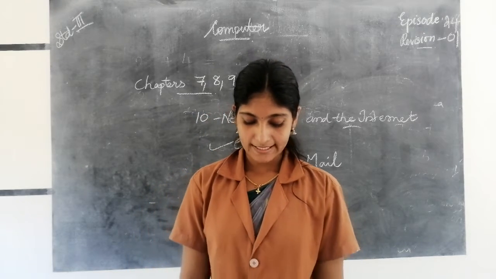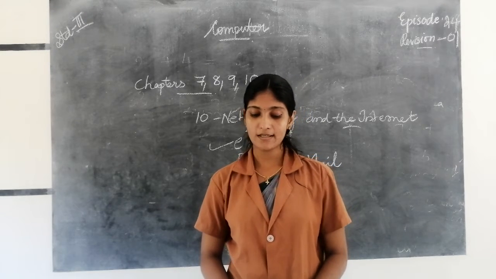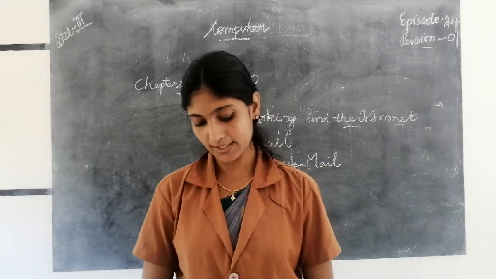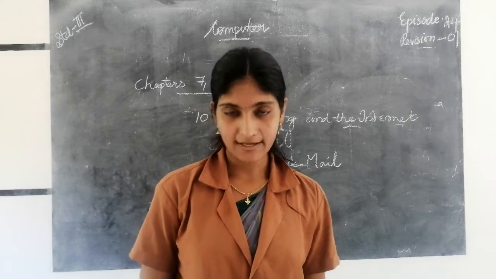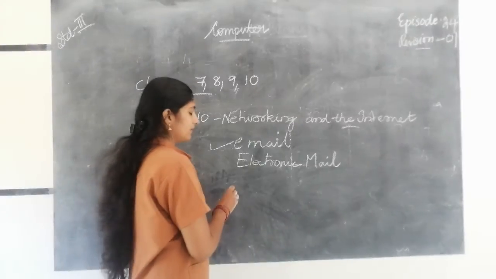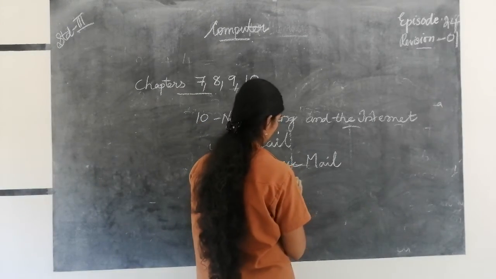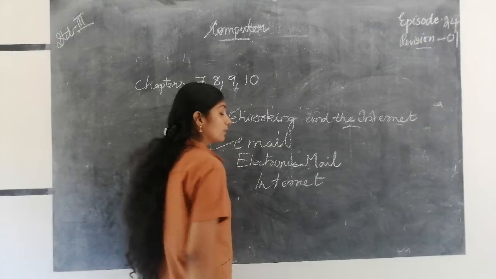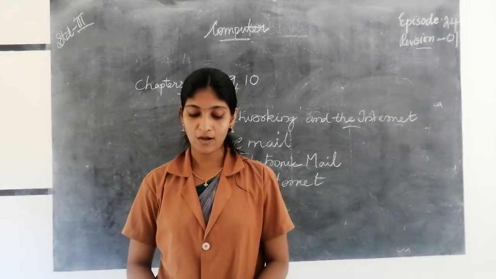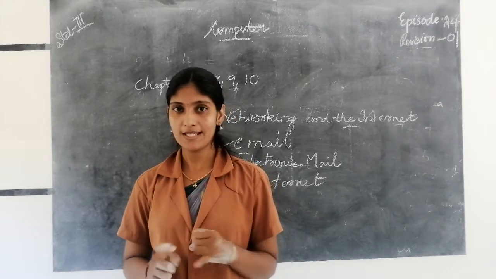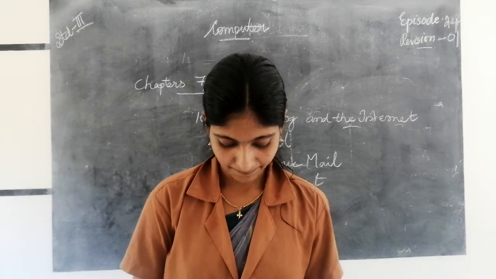Then, what is the global network consisting of millions of computers worldwide? That is internet. Internet is the global network comprising of millions of computers. Then which is the fast electronic way of sending messages? Email. Email is the electronic and fast way of sending messages.